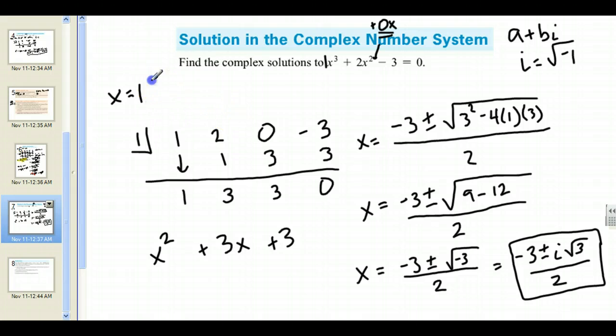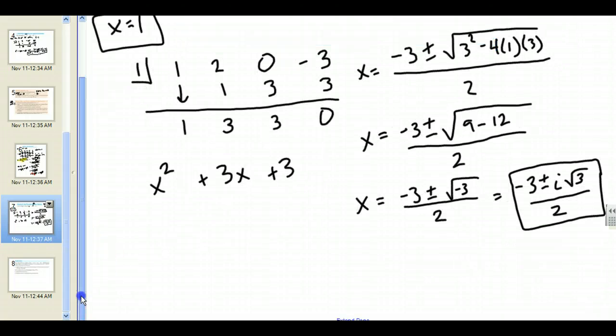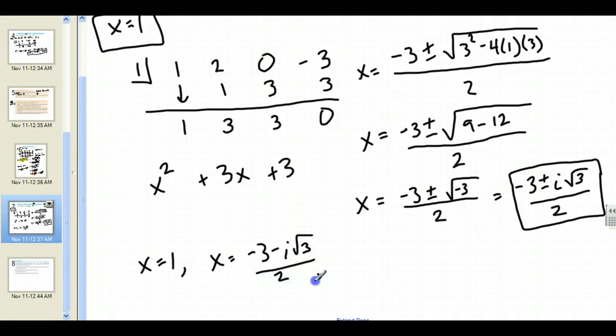Alright, so there's 1. And there's supposed to be 3. There's 1, 2, 3, plus the minus. Alright, so our three solutions are x equals 1, x equals negative 3 minus i square root of 3 over 2, comma, x equals negative 3 plus i square root of 3 over 2.